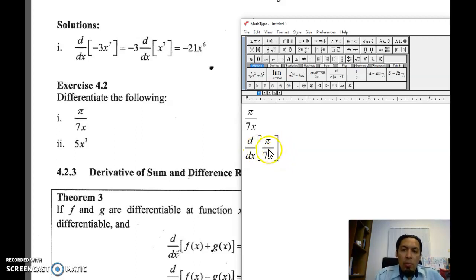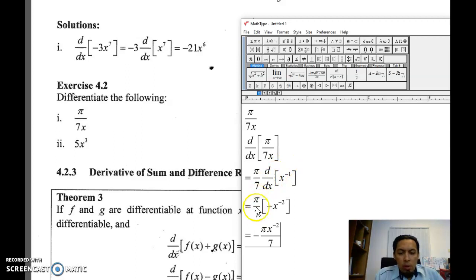So next, in dealing with a constant, we should pull it out, just so that it will be easier for us to differentiate later. So now, when we pull it out, this is what it becomes, right? Pi over 7 stays in front of the differentiation, so we don't need to differentiate that. And that leaves us with 1 over x, or we turn it into a power function, it becomes x to the power of negative 1. Suddenly it becomes easy for us to differentiate, right? So just ignore the constant. Differentiate this function using the power rule, and this is what you get.